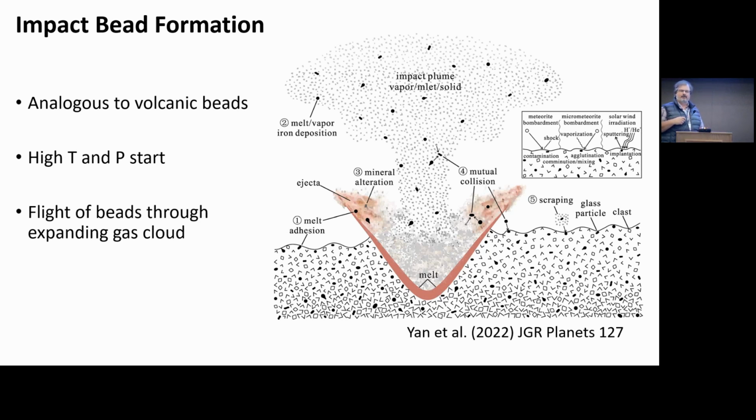When we look at impact beads, they are very devolatilized of water and other volatiles, but there are other moderately volatile elements and slower diffusing elements that we hope to see diffusion profiles in. So we're going to go hunting for that.